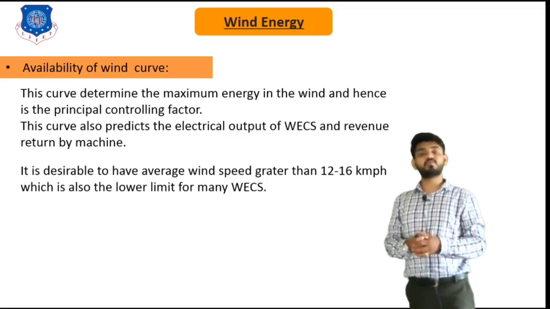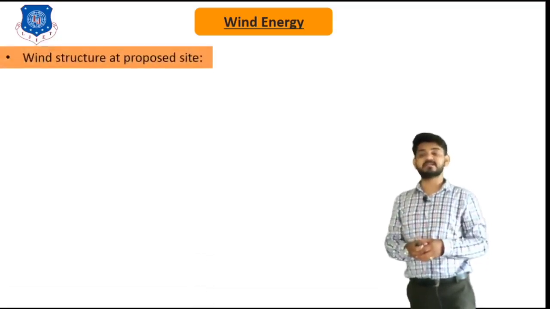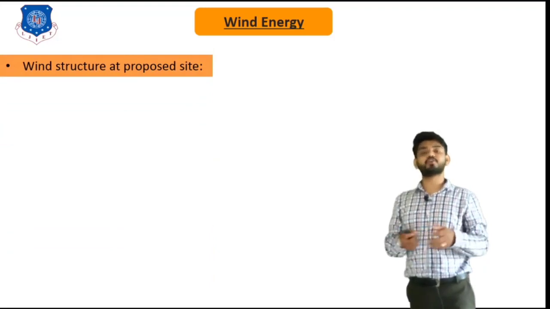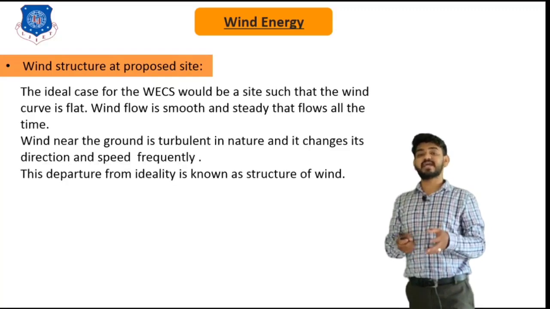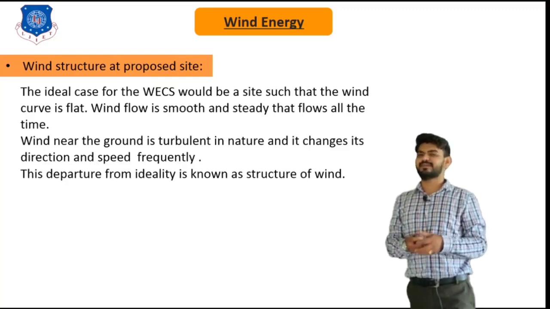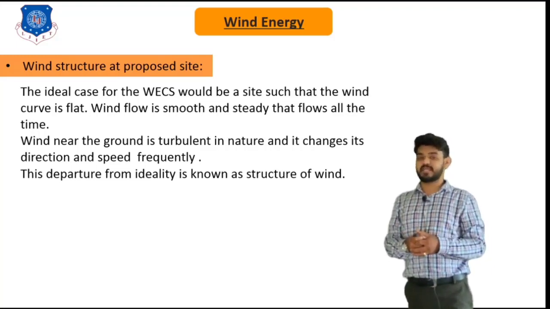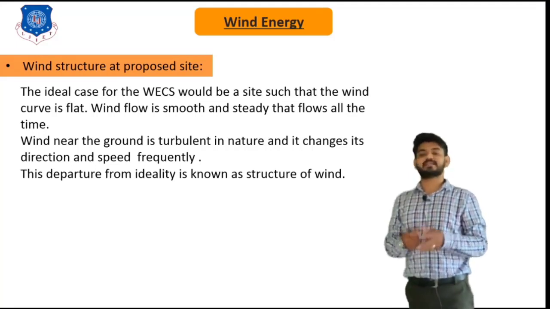Now let's move to the next criteria, and that is wind structure at the proposed site. The ideal case for wind energy conversion is a site which has a flat wind curve. That means wind flows smoothly and more steadily at that site. But in actual practice, we always get less than the ideal case. That is, wind near the ground is turbulent in nature and it changes direction and speed more frequently. This departure from ideality is known as the wind structure.